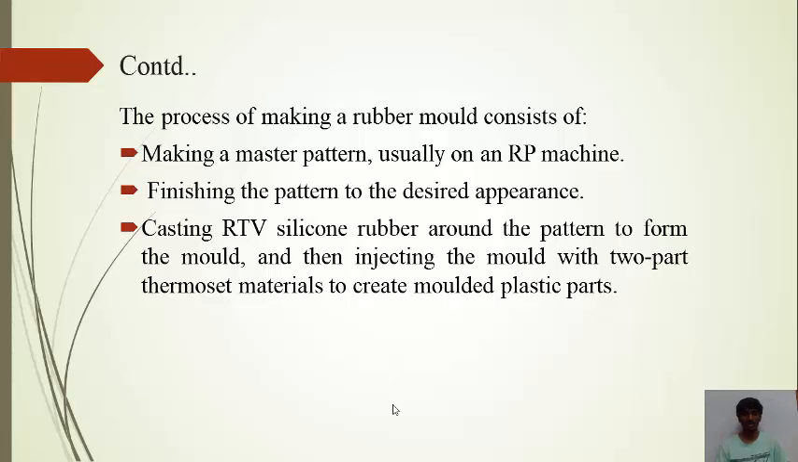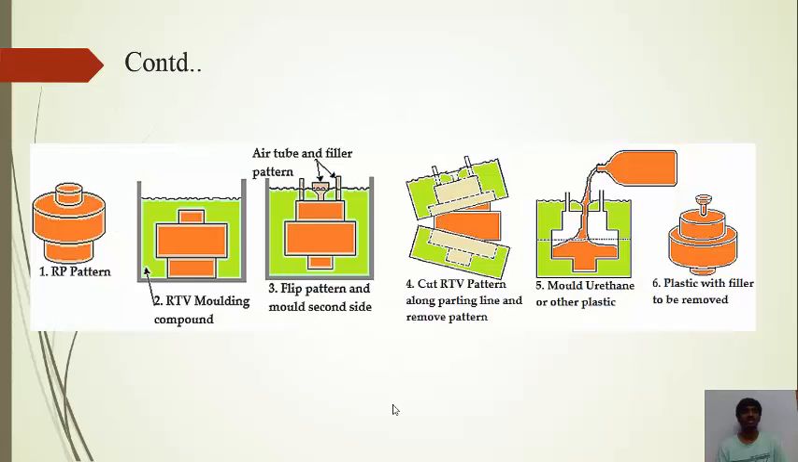After finishing this pattern in your desired appearance, or depending upon your model, casting silicon rubber is put around this pattern to form the mold, and then injection molding with two-part thermoset materials is used to create the molded plastic parts. As you see in this figure, there are 6 steps to manufacture this silicon rubber mold using this rapid prototyping, and this will be the rapid tooling. So in the first step, we will be manufacturing this rapid prototyping pattern using this 3D printer, as I have said.